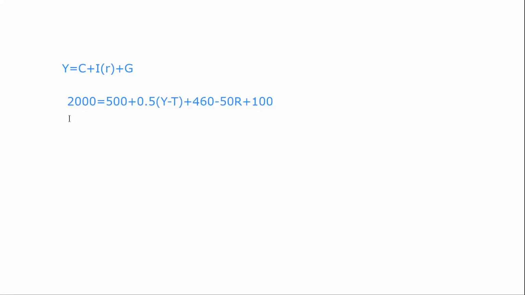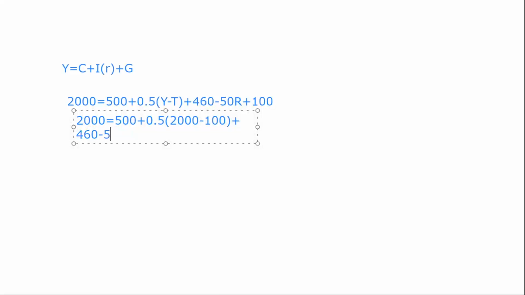So now 2000 is equal to 500 plus 0.5 times (2000 minus T). Remember that the amount of money government spends is the amount they earn in taxes, so T is 100. Plus investment, 460 minus 50R, plus 100, plus 100.